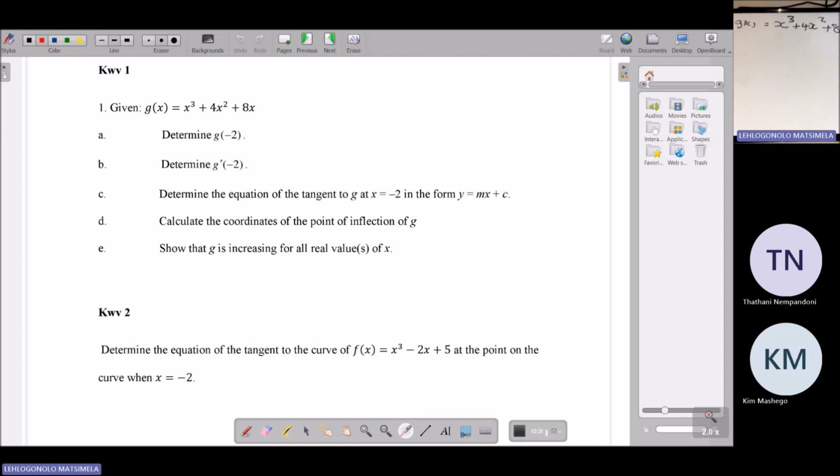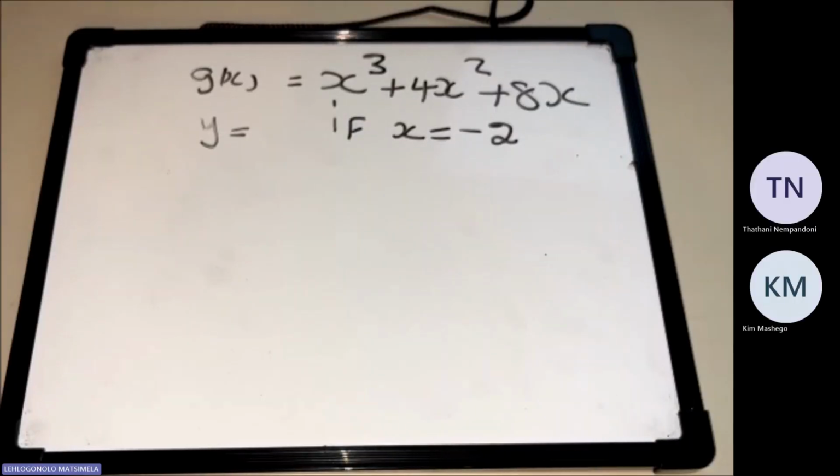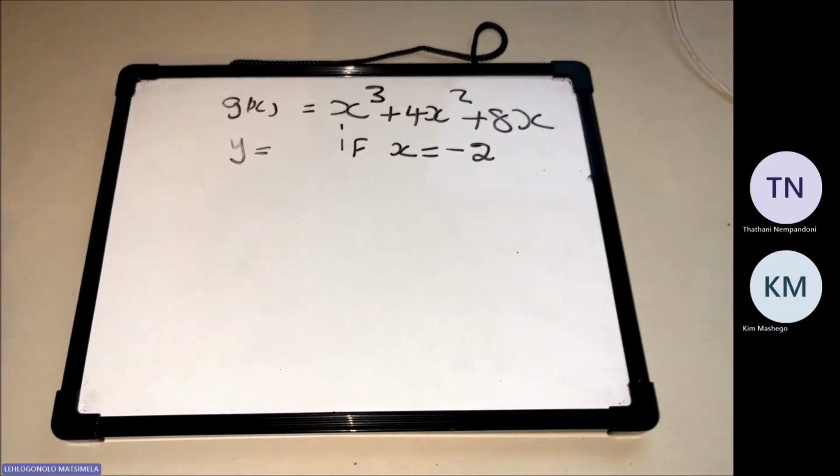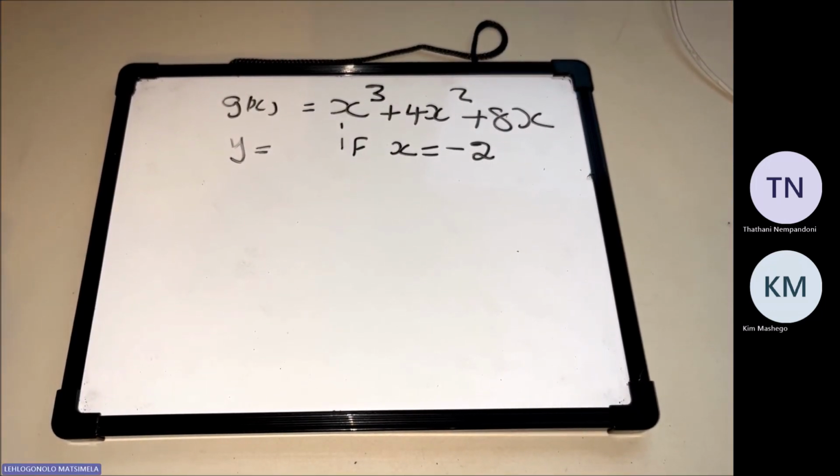So what are they telling us? They say determine the y value of this graph if x is -2. They want the y value of this graph if x is equal to -2. That's what they are telling you. You see, the examiner will not always write the statement in English, but will just use mathematical notation so that everything can look quite easy. So let's come back to the graph and the question here and see what we are working on.